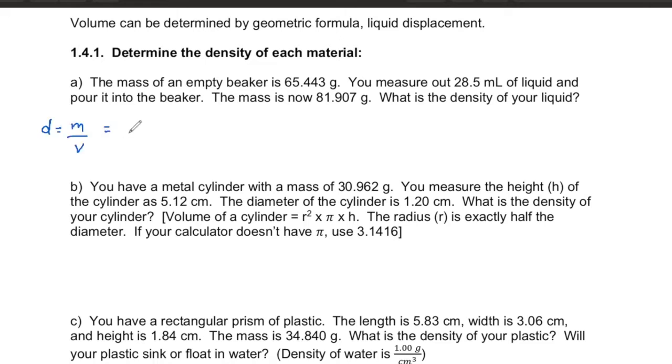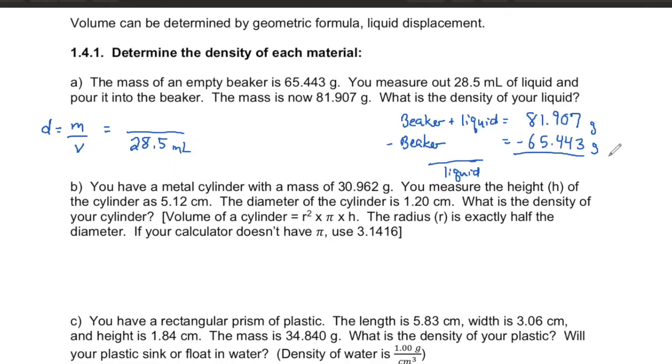For this one, we are not given the mass directly. We are given the volume directly. We're looking for the density of 28.5 milliliters of liquid. So this is something that happens a lot in lab. You might have the mass of an empty container like a beaker. Then you put some liquid in, and then you have the mass of the beaker with the liquid in it. If you want just the mass of the liquid, you need to subtract out the beaker. So the beaker and liquid minus the beaker gives the liquid.